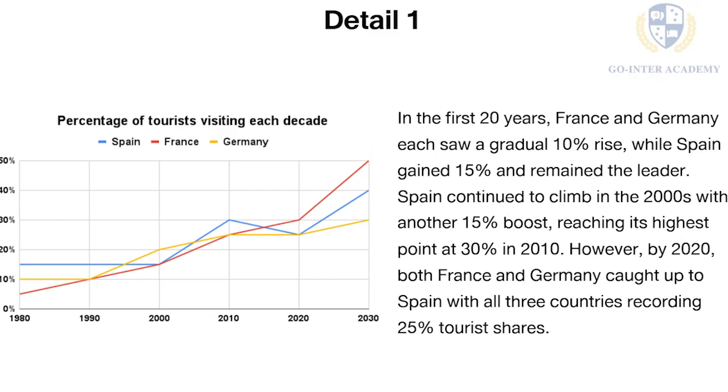In the first 20 years, France and Germany each saw a gradual 10% rise, while Spain gained 15% and remained the leader. Spain continued to climb in the 2000s with another 15% boost, reaching its highest point at 30% in 2010. However, by 2020, both France and Germany caught up to Spain with all 3 countries recording 25% tourist shares.